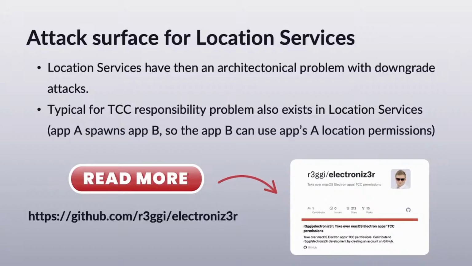And there is also another thing, which is a responsibility problem. So if Firefox, for example, has a child process, it will inherit all the permissions that the parent had, so Firefox had. So if Firefox spawns anything, the child will also have the TCC permissions. In this example, it will be location services permissions. I made a DEF CON talk about it 2 or 3 years ago, and I released an open source tool that auto-exploits that. So if you want to play with it, feel free to use Electroniz3r. Okay, so this is the first part of the attack surface for location services.